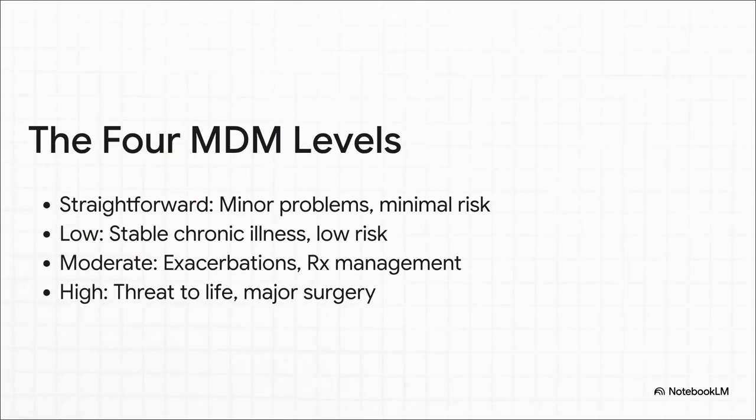And those 2 out of 3 elements will land you in one of 4 final MDM levels: straightforward, low, moderate, or high. Straightforward is for your minor self-limited problems. Low handles stable chronic illnesses. Moderate steps it up to exacerbations or prescription drug management. And high, well, that involves severe threats to life or major surgery decisions.